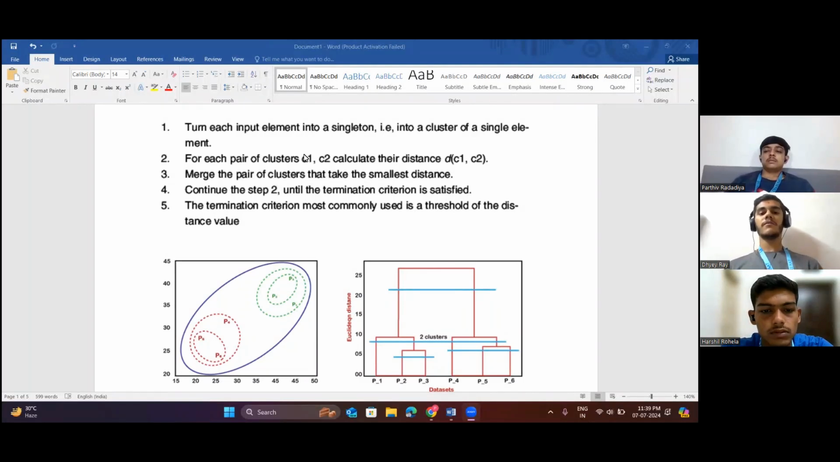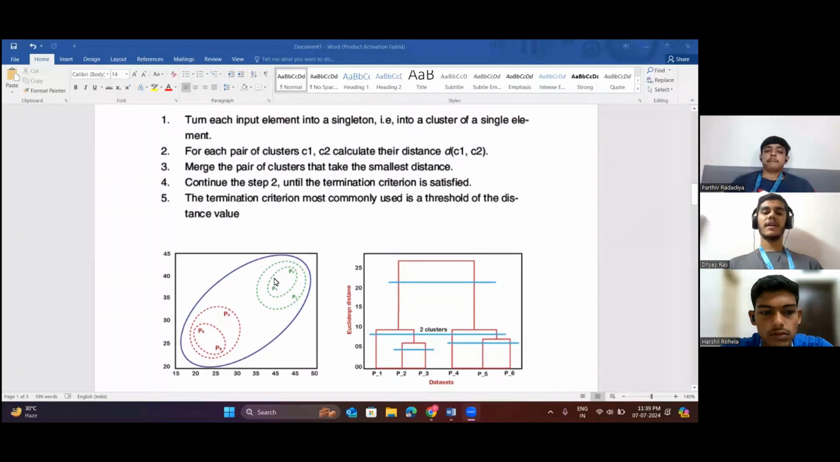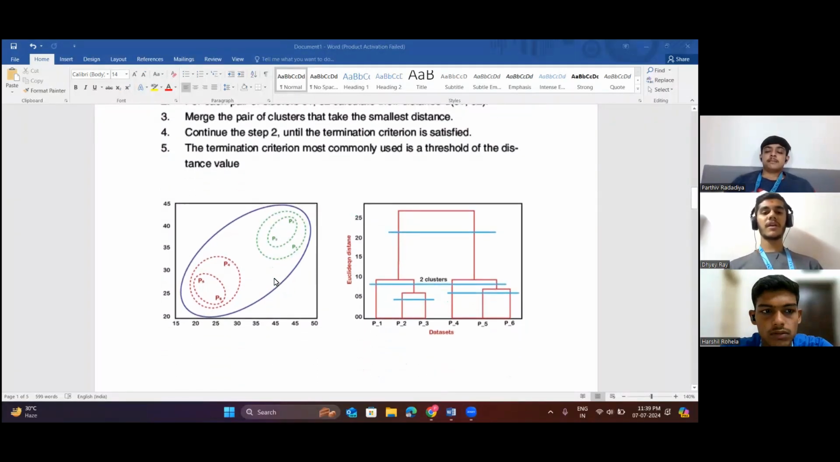In these three methods we find the minimum distance from this matrix, and then we merge those two data points and create the dendrogram using those two data points. Then we find the distance between these two combined data points and other data points, and repeat this process until the entire dendrogram is created. Then we can see this type of dendrogram or graph is created at the last. So we can find the clustering using hierarchical.